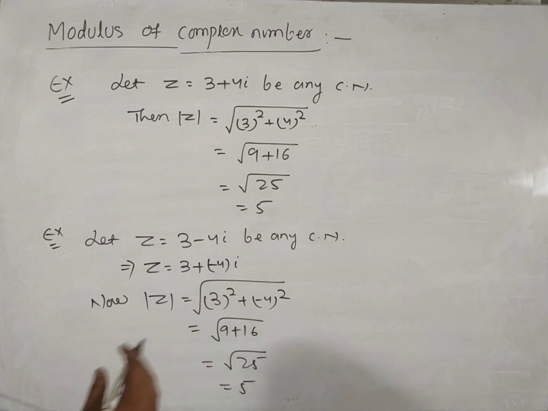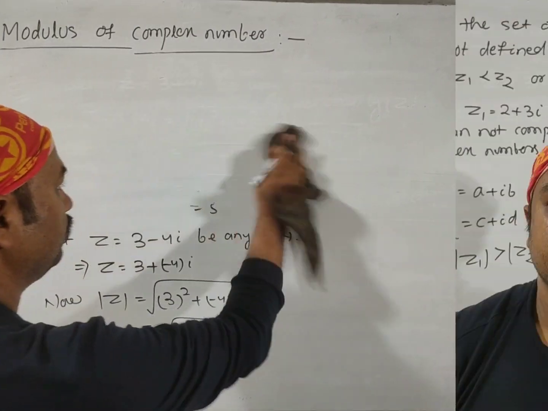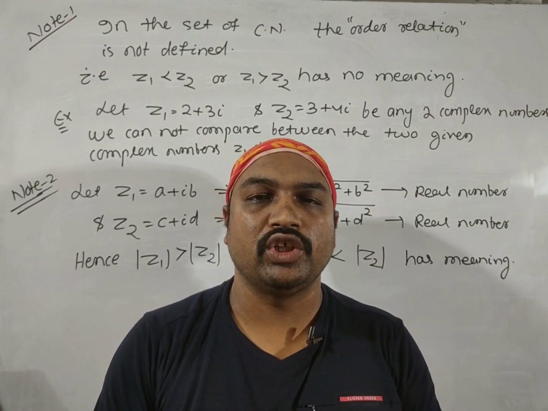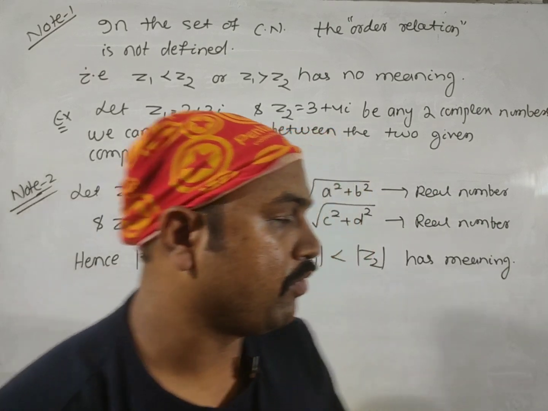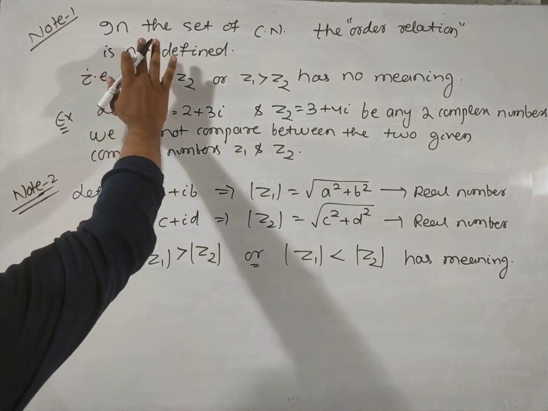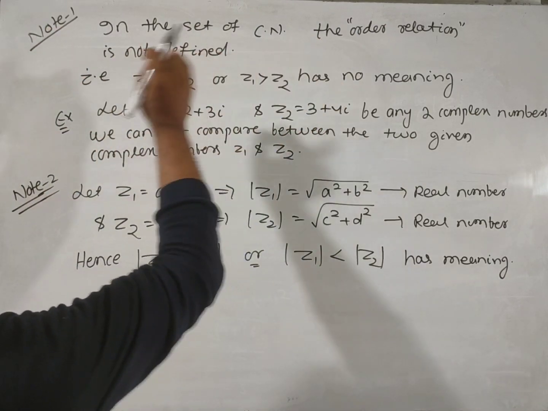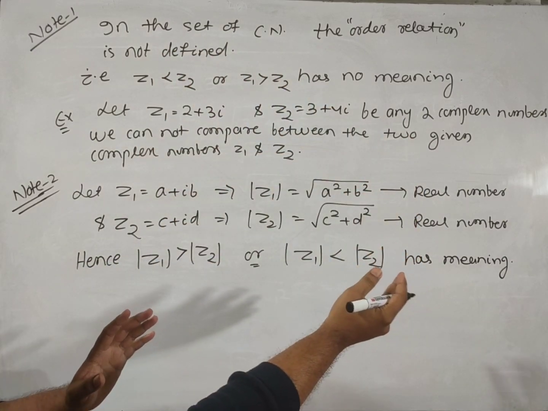Then let us go through some of the properties based upon the modulus of a complex number. Before going to the properties of the modulus of a complex number, let us discuss some of the remarks based upon the modulus of a complex number. Now here is the first note. In the set of complex numbers, the order relation is not defined. That means we cannot compare any two complex numbers.